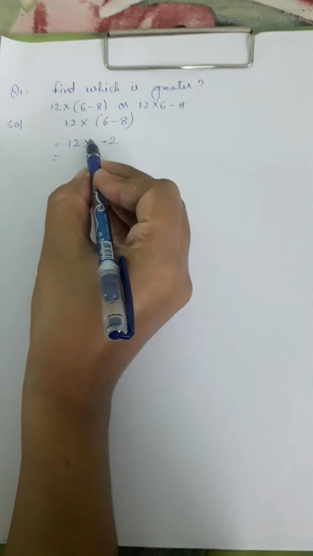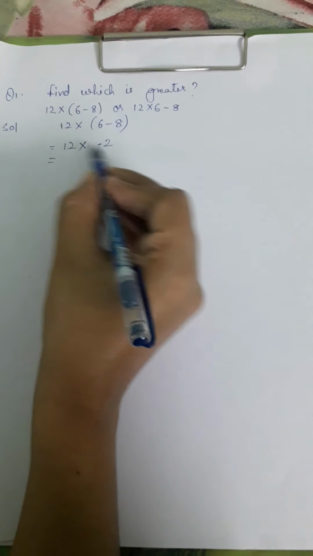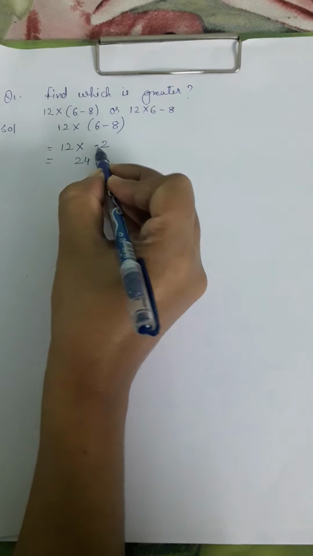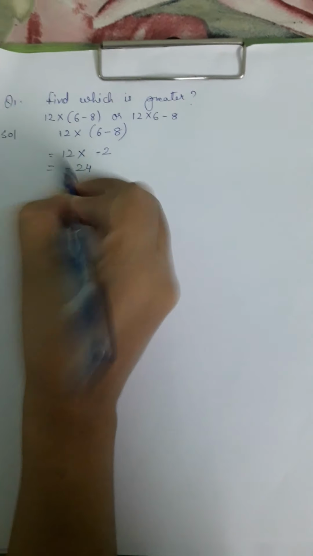When you have to multiply, ignore the minus sign, just multiply the numbers. 12 into 2 is 24. And if there is a minus sign, in the answer also you will put the minus sign. Now let's see the other one.